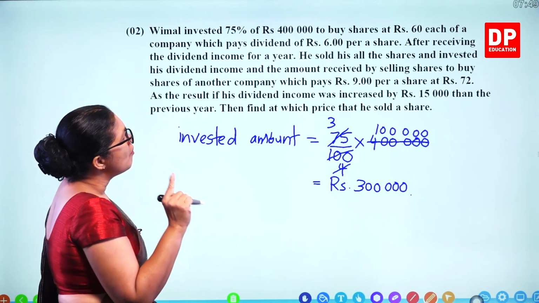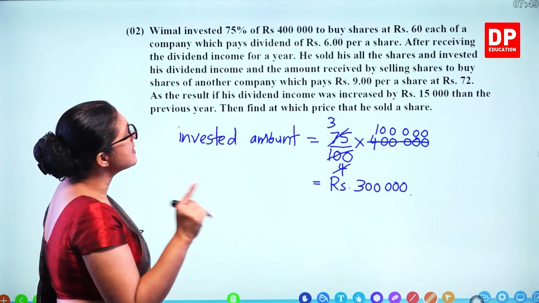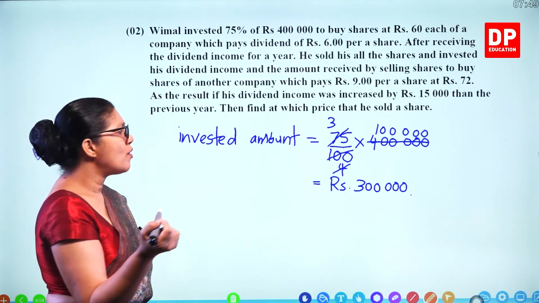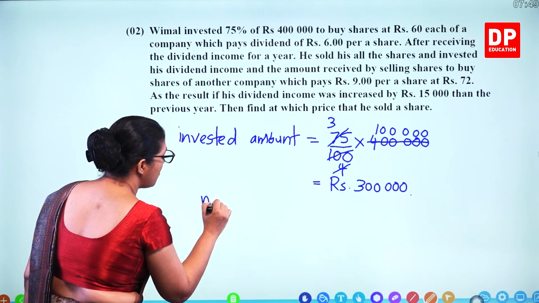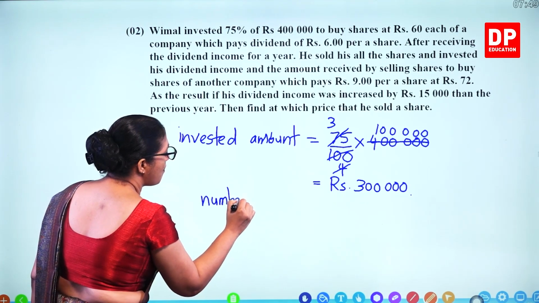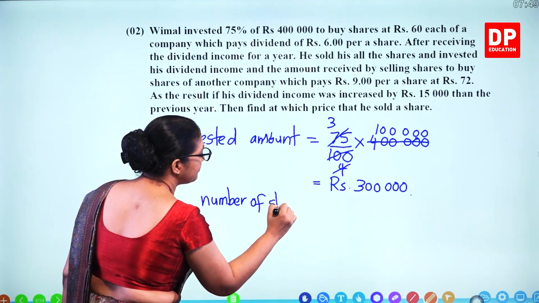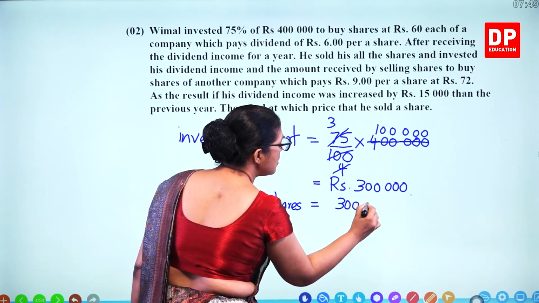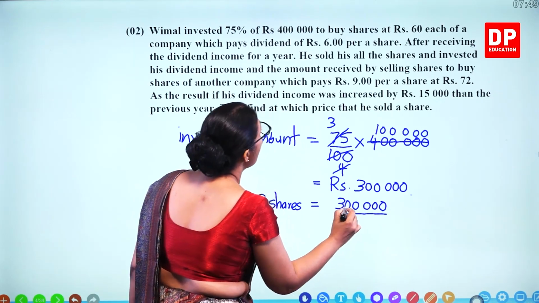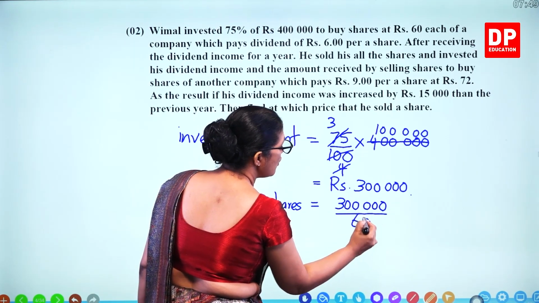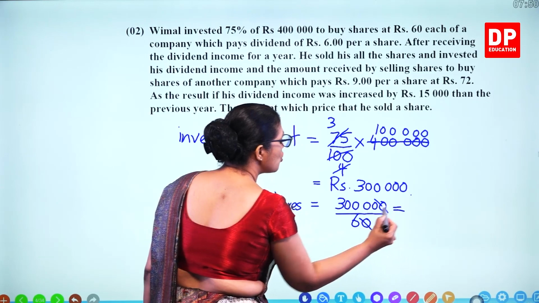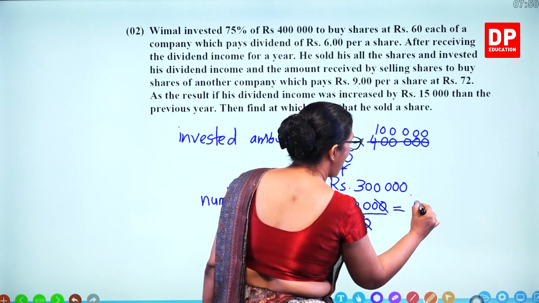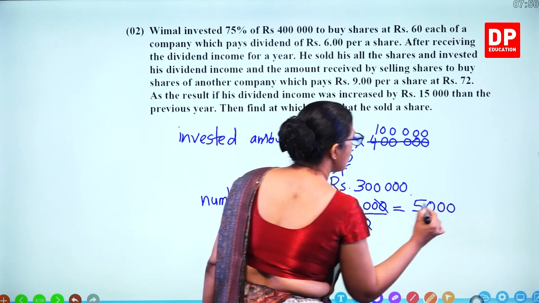Then what's the price of a share? 60 rupees each of a company. So that means you can find out the number of shares he bought. So this is the invested amount. One share is worth 60 rupees. When you divide, you get the number of shares he bought. So 30 divided by 6, 5,000 shares he bought.